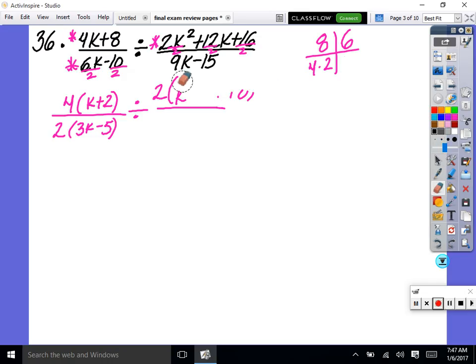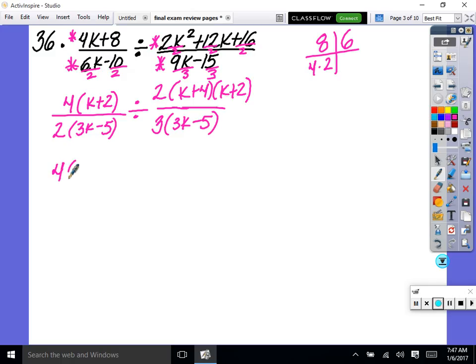So I'm going to erase that. We can quick factor that to be k plus 4 times k plus 2. And now we're pulling out the greatest thing here. We have a 3, so divide by 3, divide by 3. So left is 3k minus 5. So now dividing fractions is easy as pie.